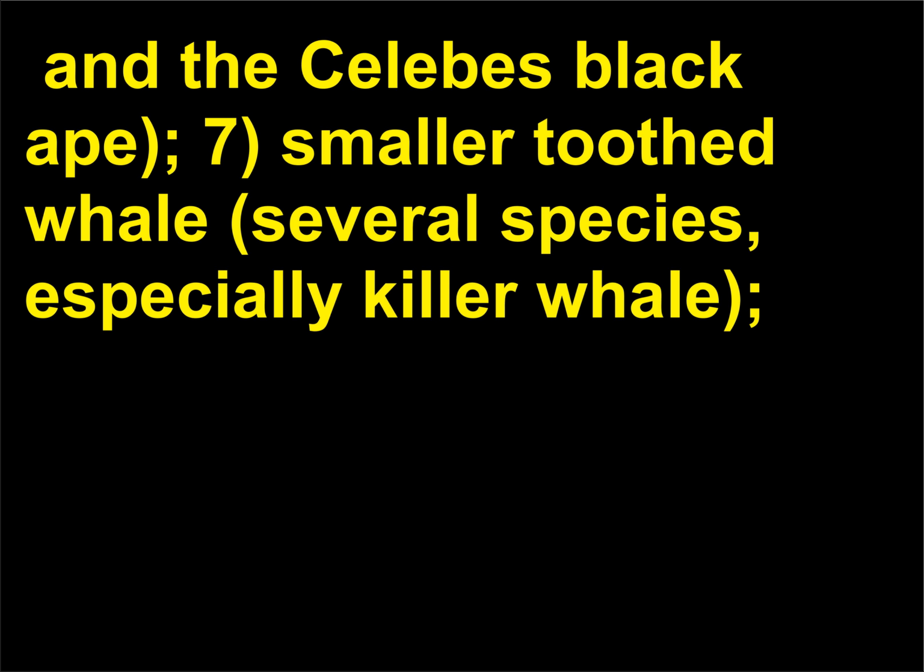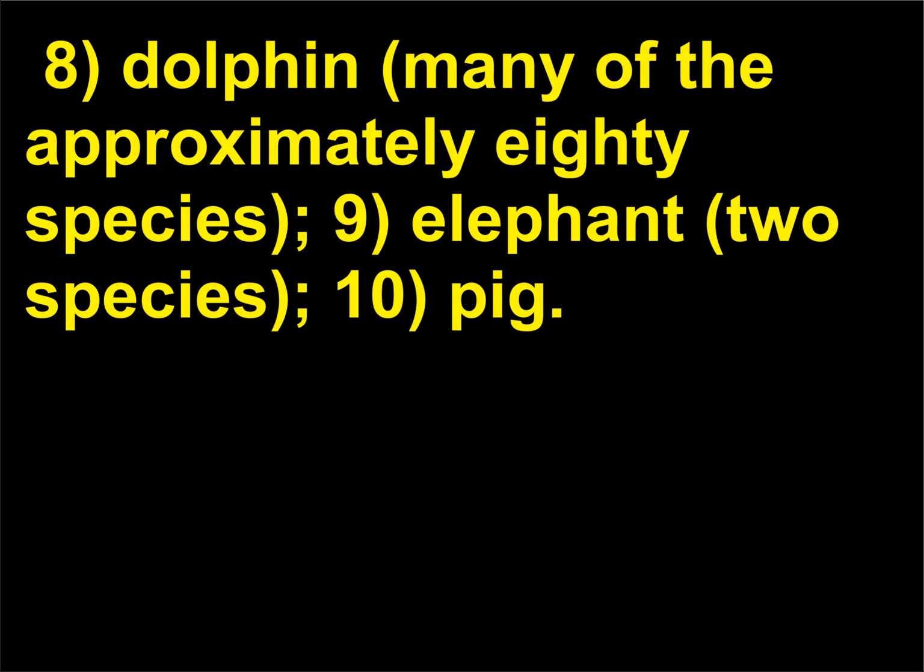Smaller toothed whale, several species, especially killer whale. 8. Dolphin, many of the approximately 80 species, 9. Elephant, 2 species, 10. Pig.